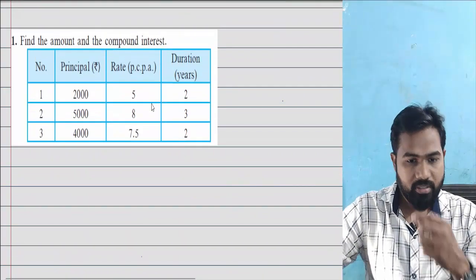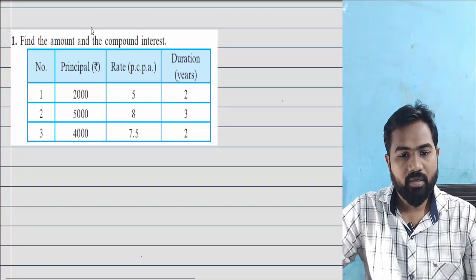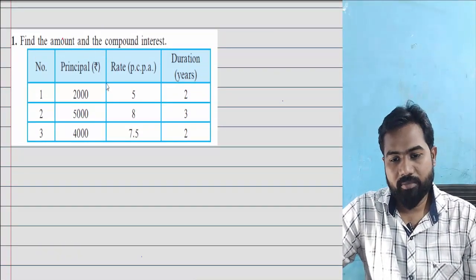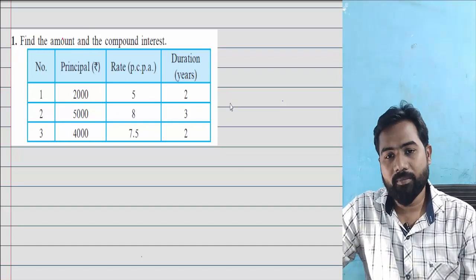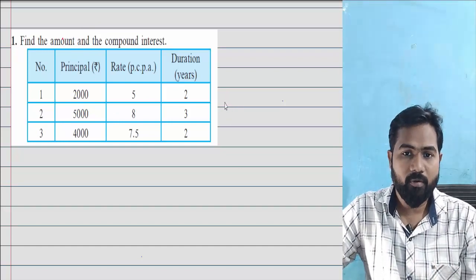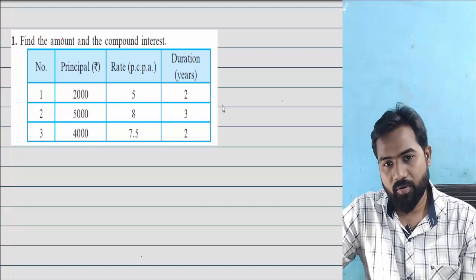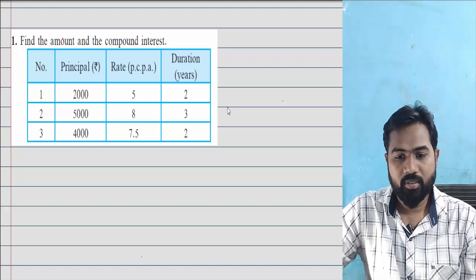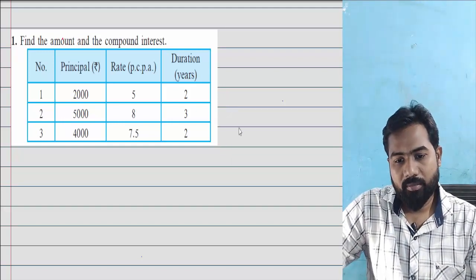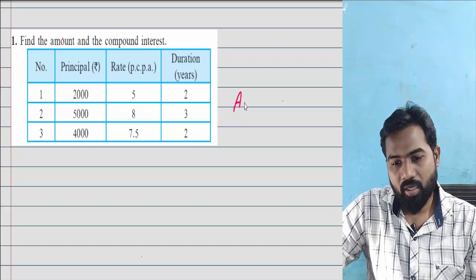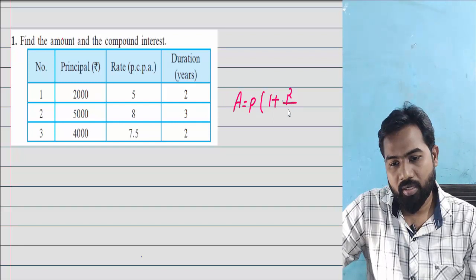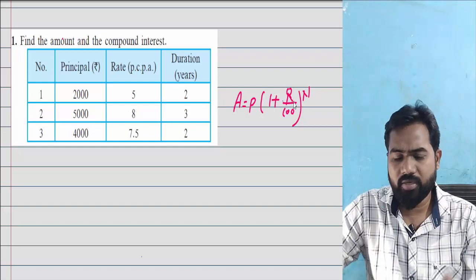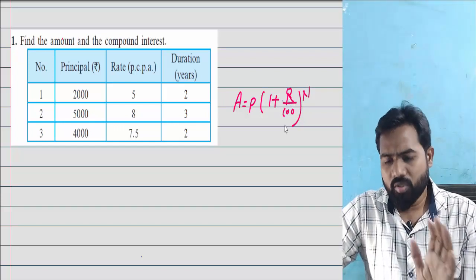So next part, for question number 1, it is given to find the amount and compound interest. So students, let me find out the amount. Under compound interest, how will we calculate the amount? That is the major formula we are going to do today. Under compound interest, the amount is A equal to P into (1 plus R divided by 100) whole raised to N. This N is the number of years. R is the rate of interest. R divided by 100 is already given, no need to write it down.